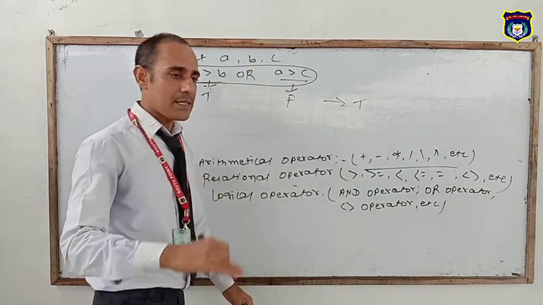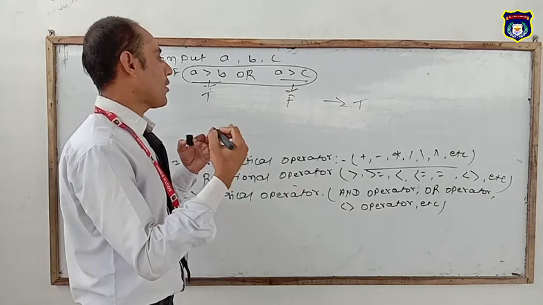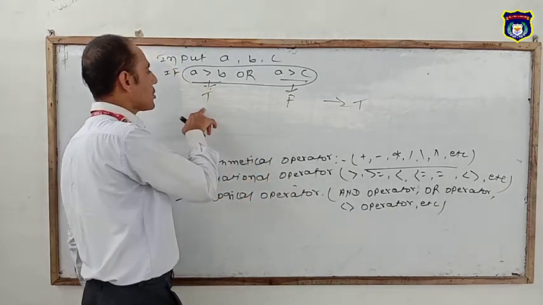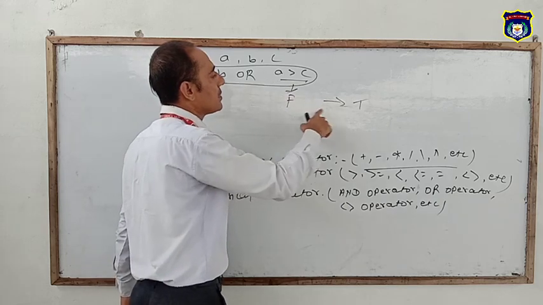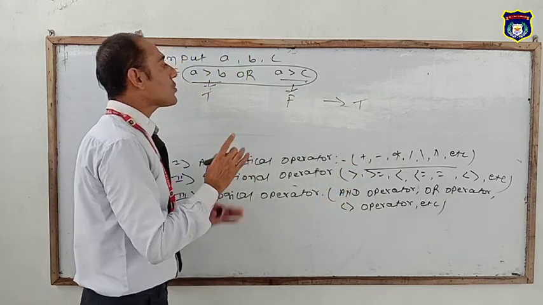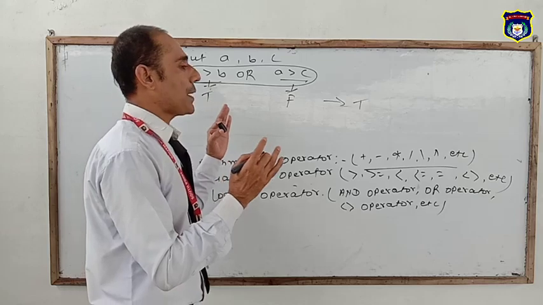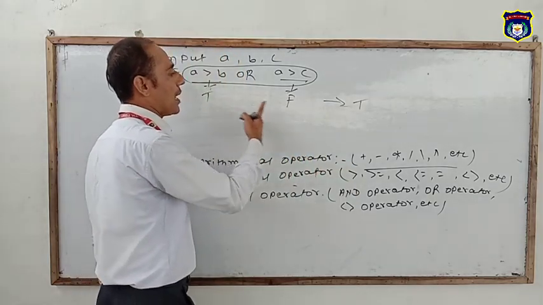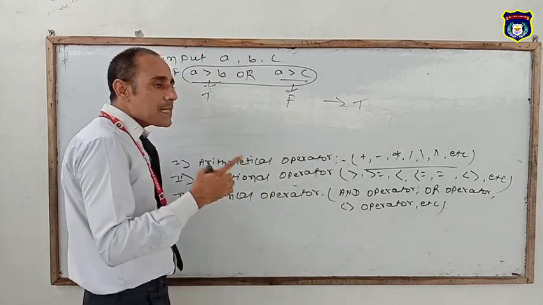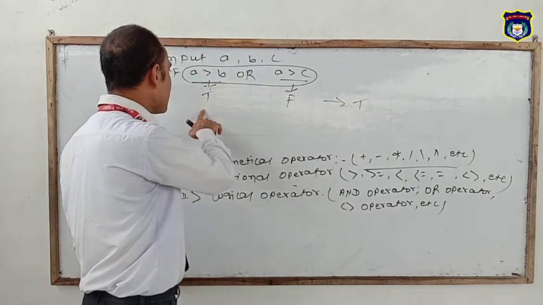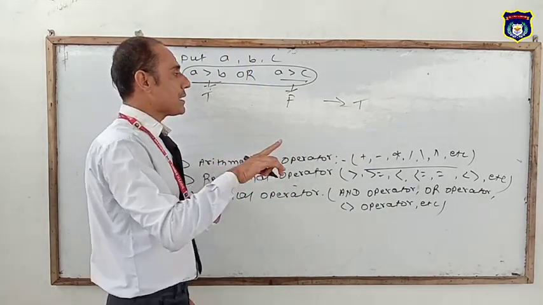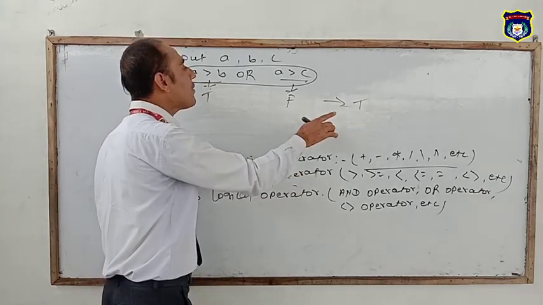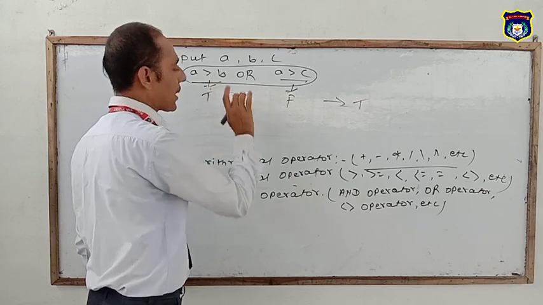Okay, I will teach the truth table of AND operator, OR operator, and NOT operator in the next tutorial. If the first condition is true and the second condition is false, it will also be true. That means what is the truth table of the OR operator? If any condition in the given conditions becomes true, then the output will be true. Otherwise false. If all the conditions become false, then the output will be false. So this is the function of the OR operator.